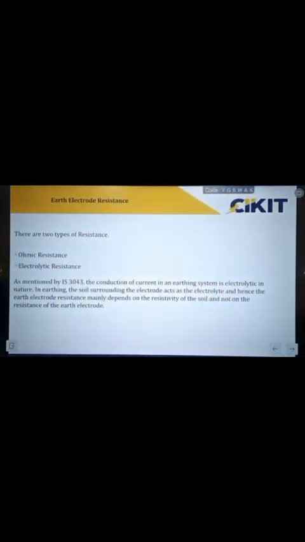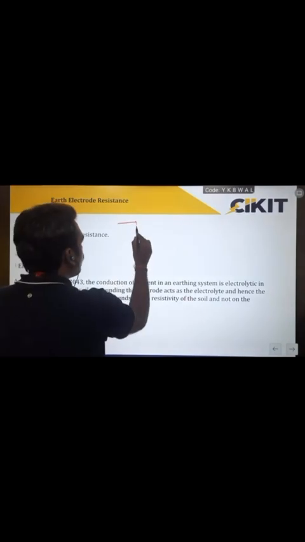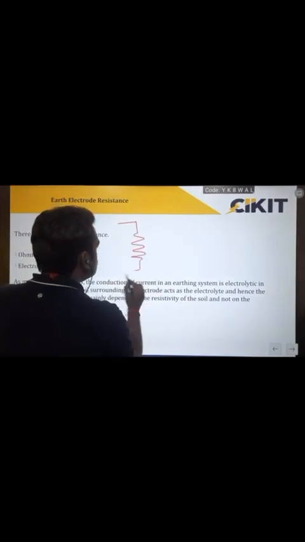The first and foremost thing is the earth electrode resistance. Many people will be asking what will be the suitable earth electrode resistance for this kind of application. So first, we need to understand what this earth electrode resistance is. If you take a resistor as an example, we might have come across many resistors in electronic circuits. This will be the symbol for a resistor.